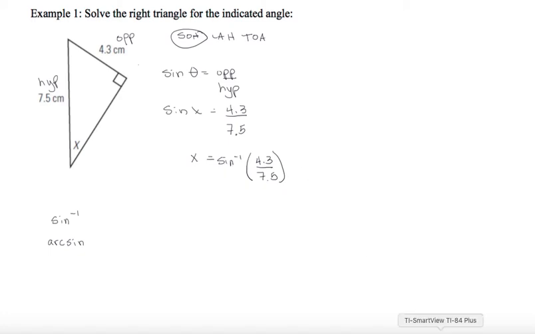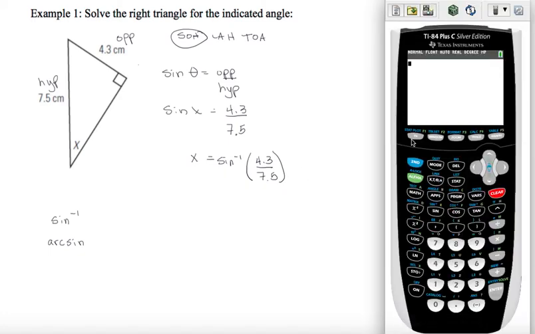So if you're doing it on your TI, okay, you're going to do this. You're going to hit your second function, and you can see right above the sine that says sine inverse, so that'll give me sine inverse. So you see sine inverse open bracket. You're going to say 4.3 divided by 7.5, close bracket, enter, and that's going to give you your answer right there.